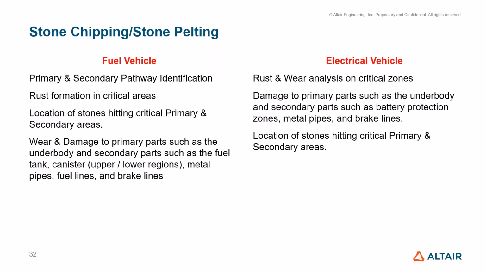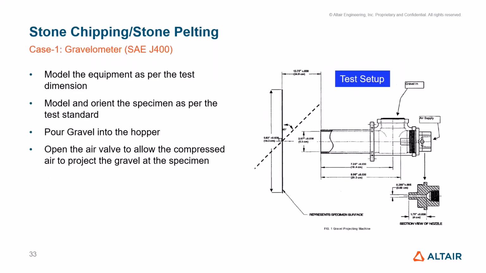and brake lines. Whereas in the electric vehicle, the key aspect is the rust and wear analysis on critical zones, and damage to the primary parts such as the underbody, and secondary parts such as battery protection zones, and metal pipes and brake lines. So also we can try to identify the stones hitting the critical regions of the locations of the primary and secondary parts.